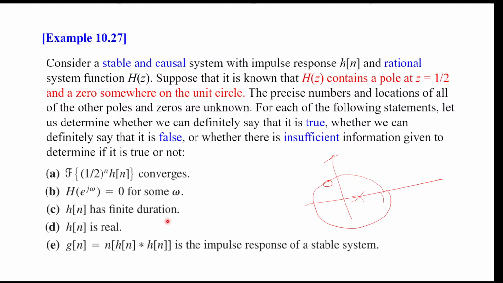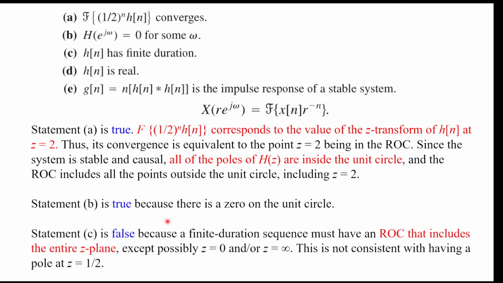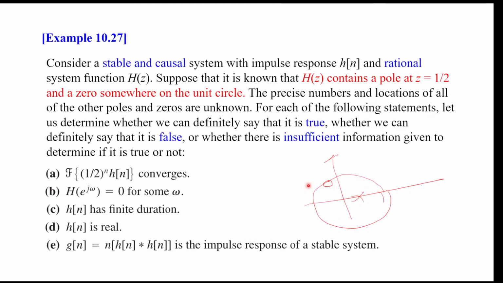Maybe? Okay, I think it's false, yeah. Because if you have finite duration, then the ROC is the entire z-plane, except possibly infinity and 0. But if you are in the entire z-plane, then you cannot have a point z equal to 1/2. So it's not a finite duration.